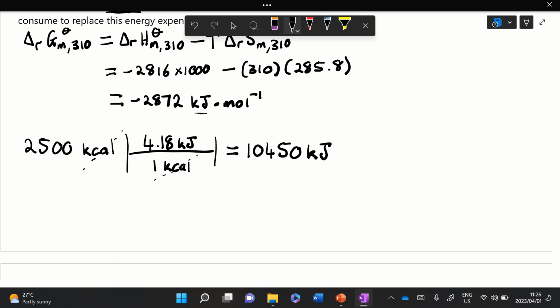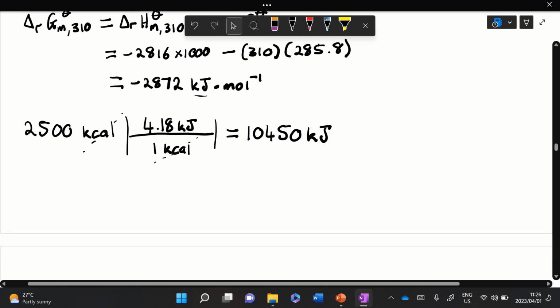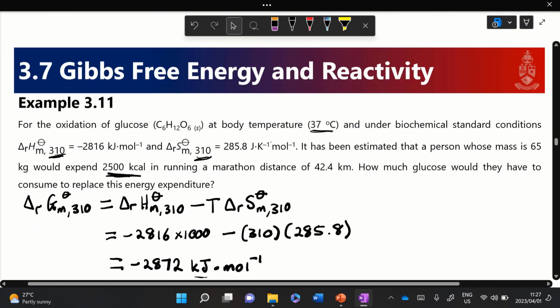Okay, so now we know we need so many kilojoules, and we know that this gives so many kilojoules per mole. So if we divide those two quantities, we'll just make this an absolute value, so we just take the positive of that. In other words, we just quickly do a calculation on the side that says 10,450 divided by 2872 gives us roughly 3.64 mole.